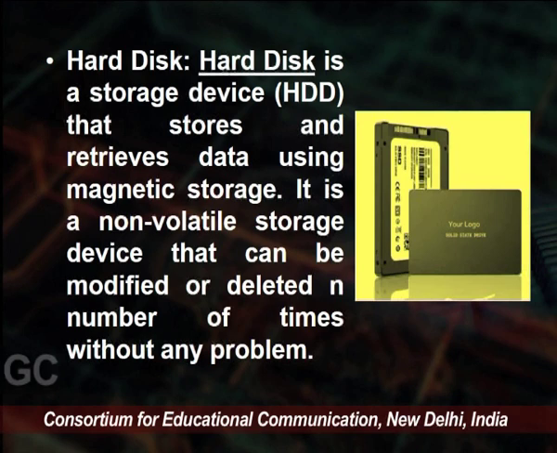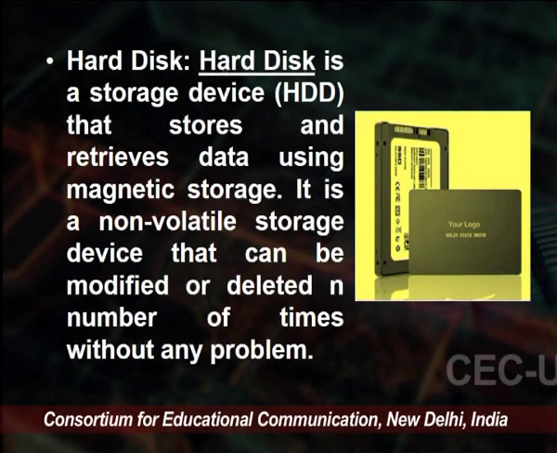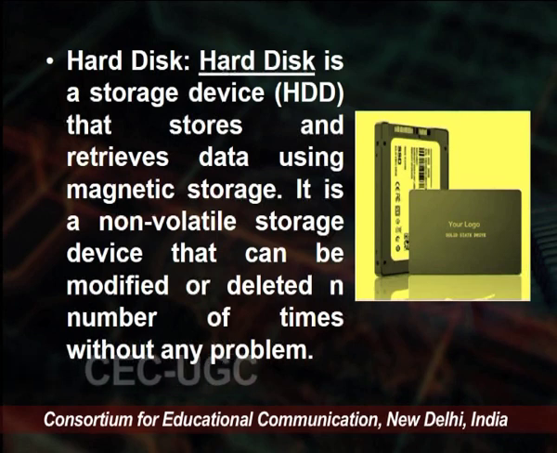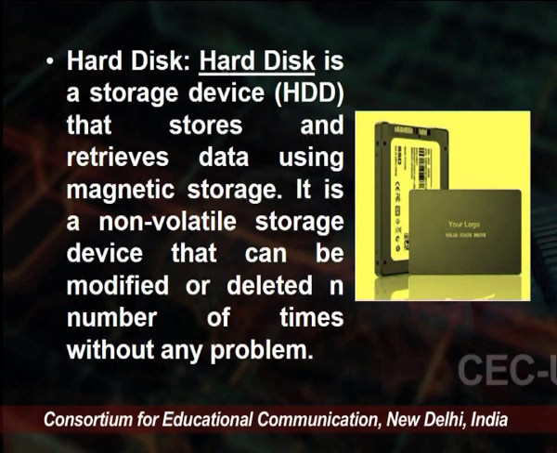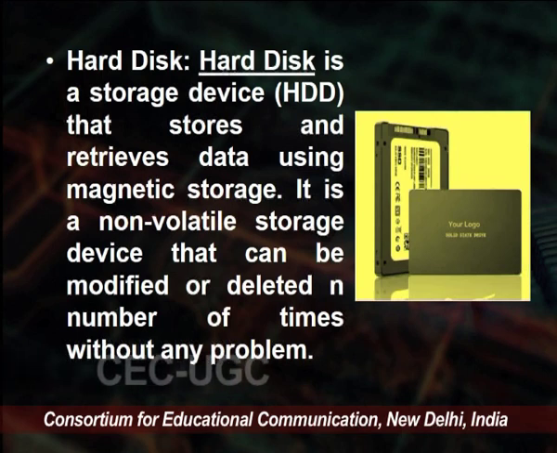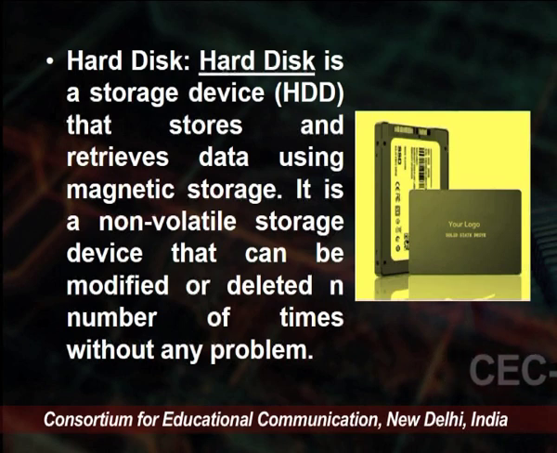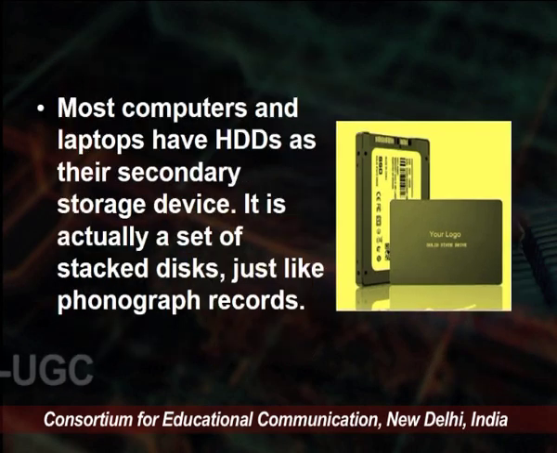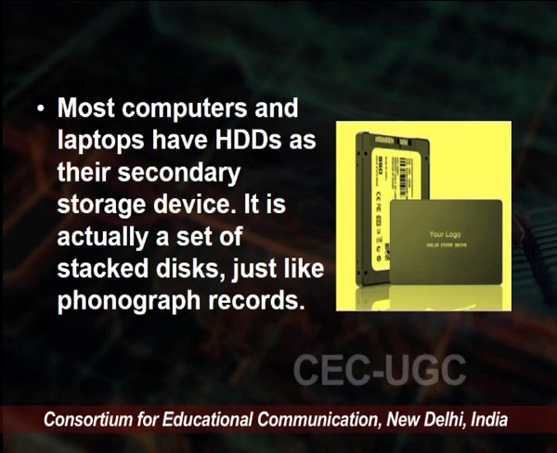Another is the hard disk, which is an always-used device when we store data and take the data externally to other devices. So, HDD, a hard disk drive, is a device that stores and retrieves data using magnetic storage. It is a non-volatile storage device that can be modified or deleted n number of times without any problem. We can erase the data, and we can put data on the hard disk. Most computers and laptops have an HDD as their secondary storage device.